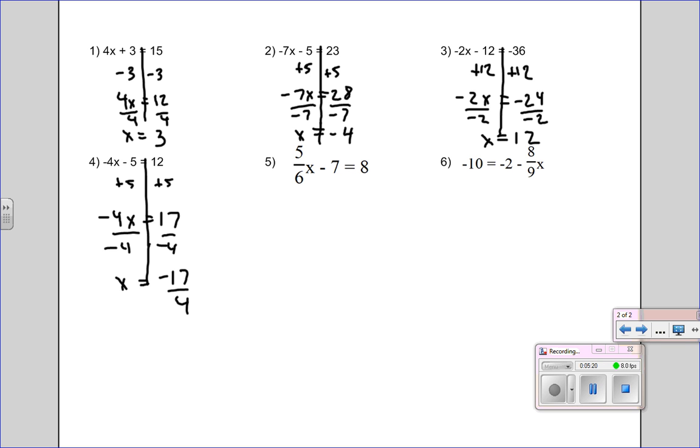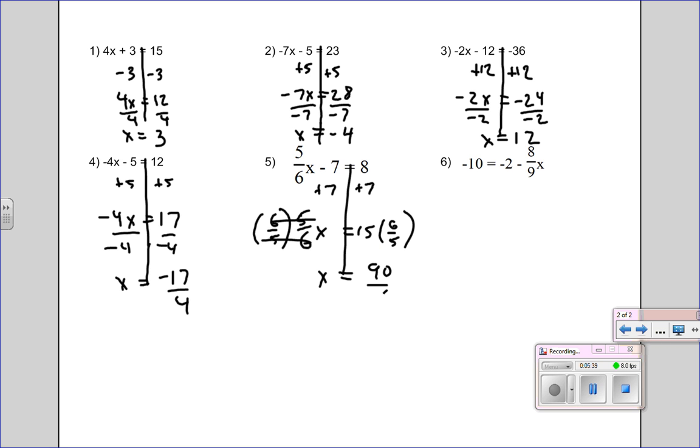All right, on to the fractions. Draw the line. Add 7 to both sides. So 5 over 6x equals 15. Multiply by the reciprocal now, because that's what we do to get rid of the fractions. It cancels out, so you get x equals 15 times 6 is 90. Divide by 5. And 5 goes into 90 18 times.